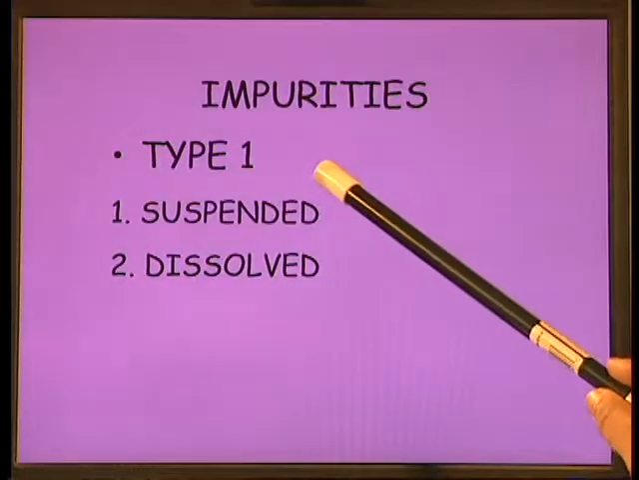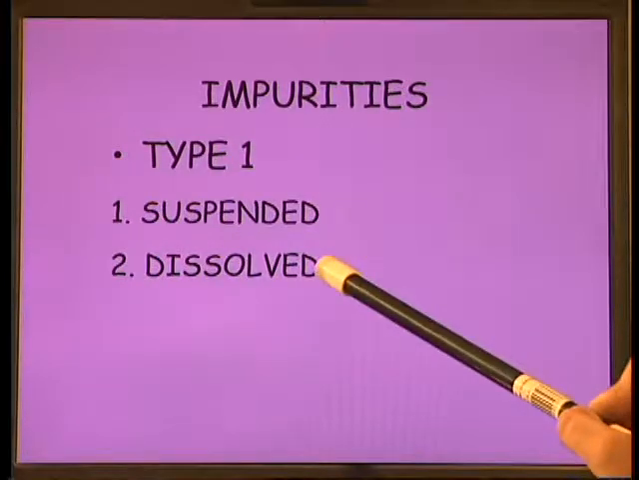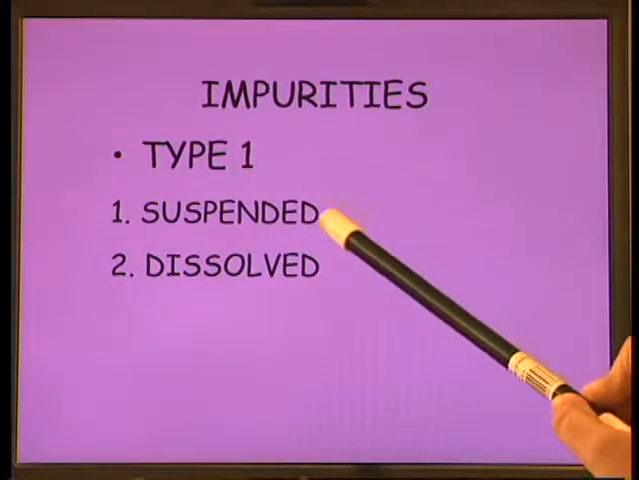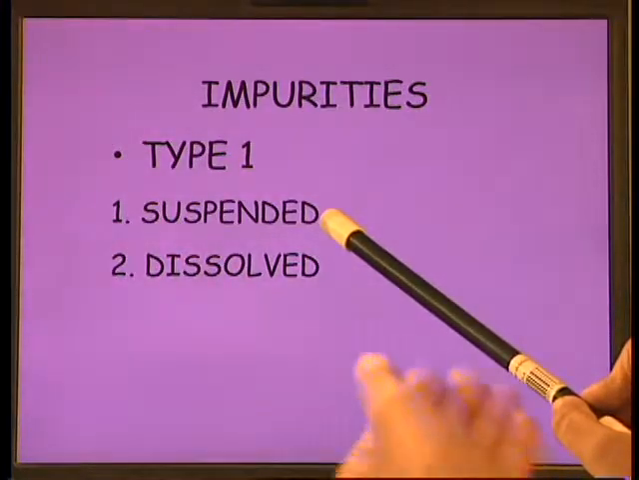Similarly, like this, you can classify how these impurities are, that is, whether the impurities are suspended, whether the impurities are dissolved, whether they are in any other form. So let us take type 1 impurities, that is, the impurities can be either suspended or they can be dissolved. In these suspended particles, some you can see, like paper, cloth, etc.